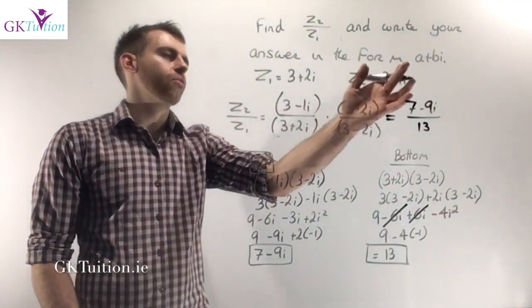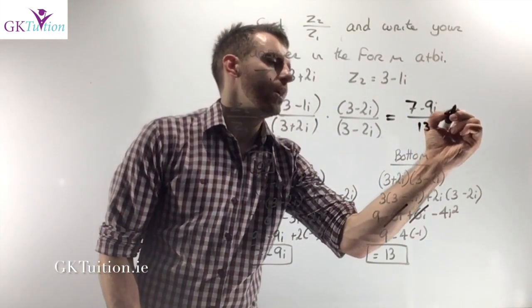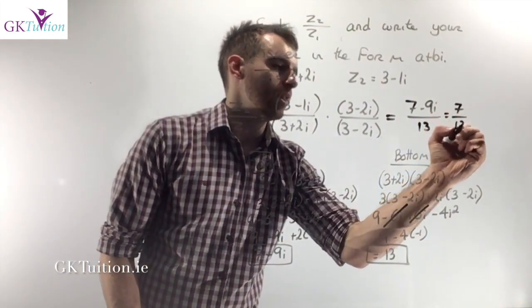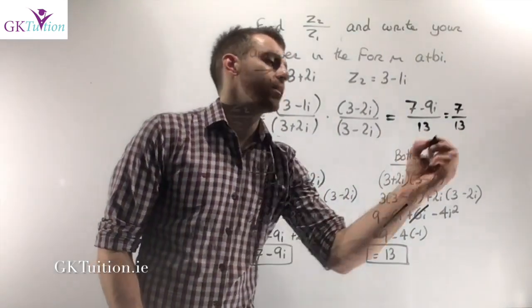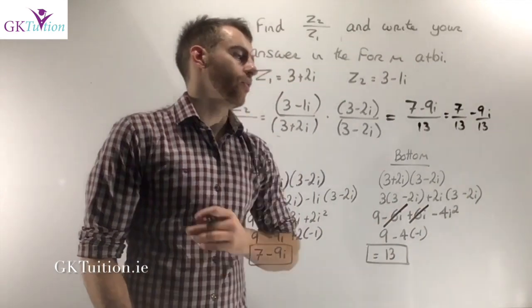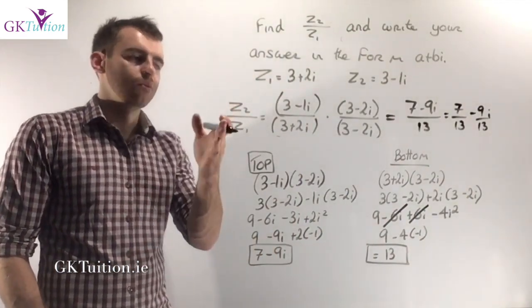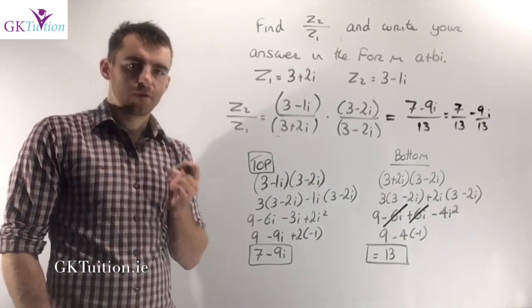And to leave your answer in the form of A plus BI, we need to split this up. So that means that the real element is 7 over 13. That's the real number. And the imaginary number is minus 9 over 13i. So your final answer, 7 over 13 minus 9 over 13i. That's Z2 over Z1 simplified fully.